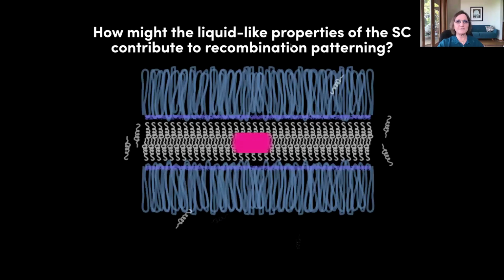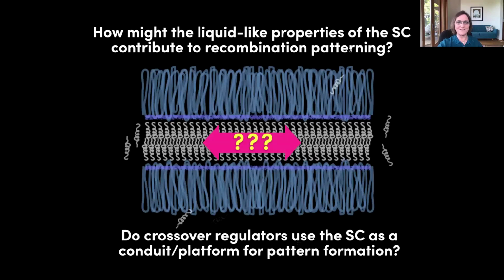For the last several years, we've been thinking about how this discovery that the SC has liquid-like behavior might contribute to recombination patterning. And what do I mean by that? I need to give you a little bit more background before I get into the specifics of this.